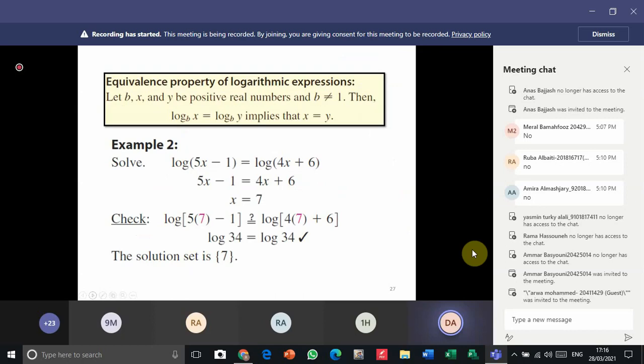Also, if we have a logarithm equation with the base b, the arguments must be equal. So if we have log to base 10 on both sides, the arguments must be equal. So we have 5x minus 1 equal 4x plus 6. Move the minus 1, we have 7. Move the 4x, 5x minus 4x equal 7. So the value of x equal 7.